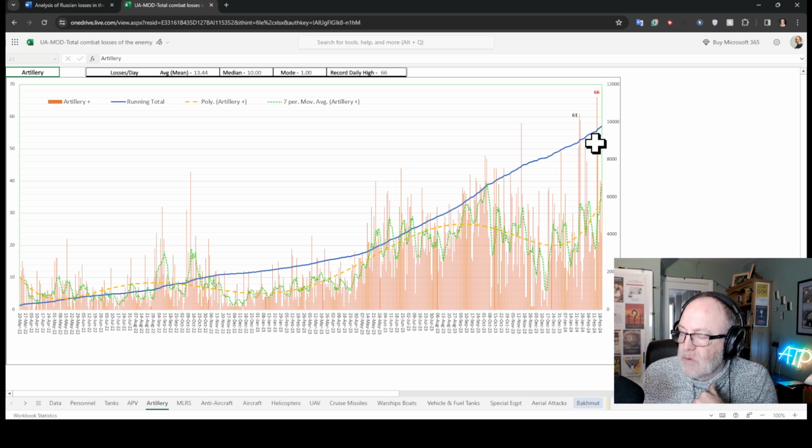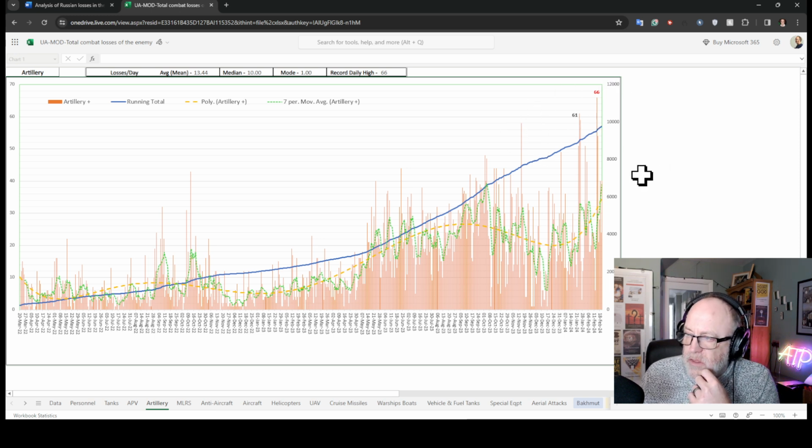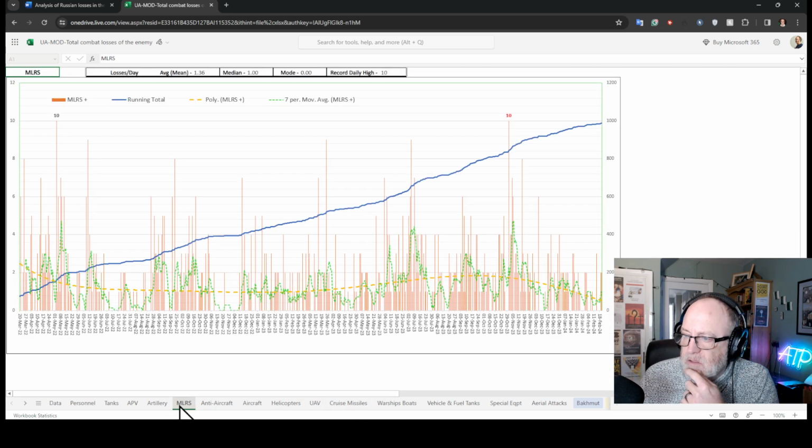But we have seen a few days recently where they have lost over 60 in a single day, 61 to 66. That is absolutely massive, and just goes to show the sheer scale of some of these losses for the Russians. But yeah, that tells its own picture too. So we'll move on now to multiple launch rocket systems.